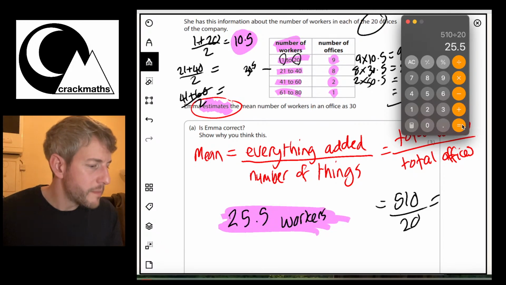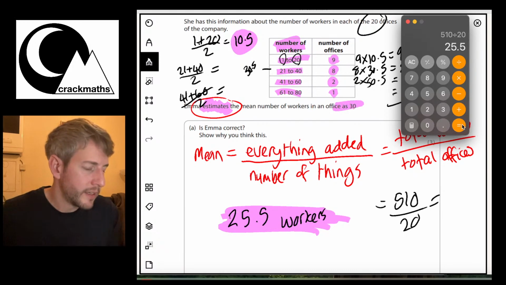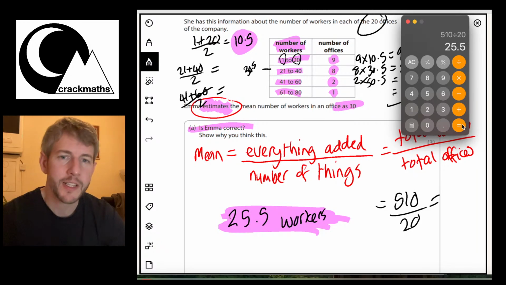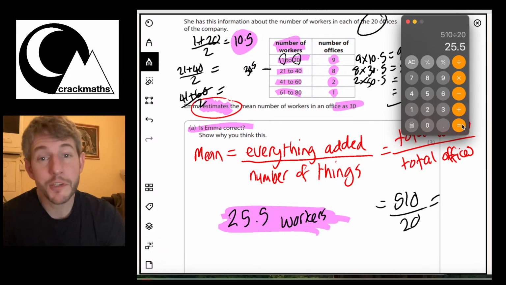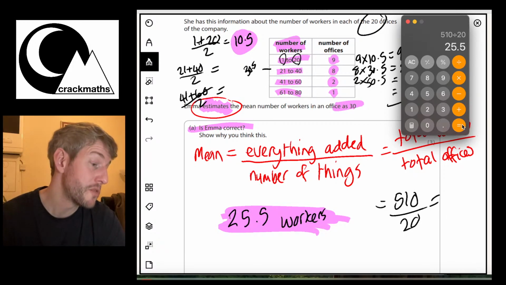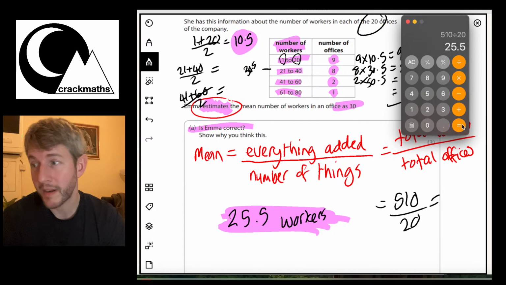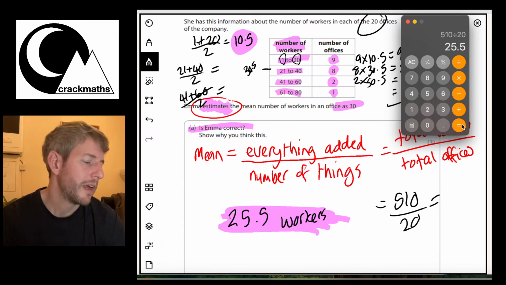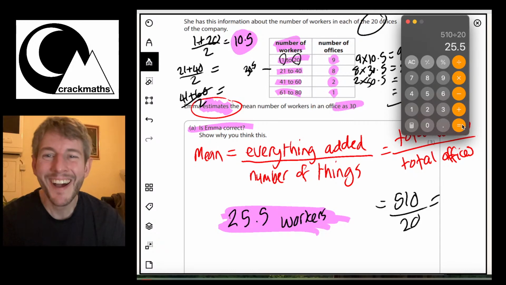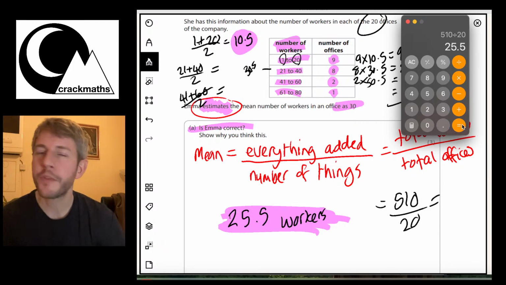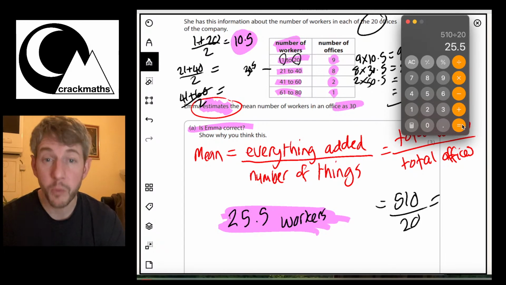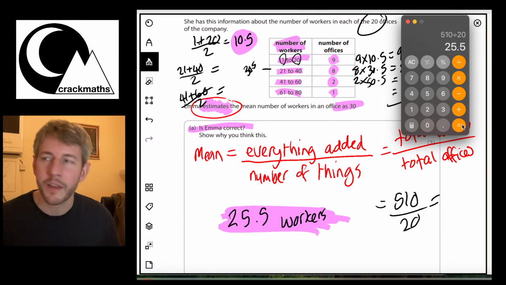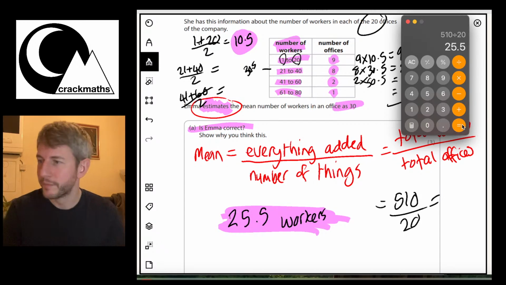Emma estimates the mean as 30. Is Emma correct? 30 is quite a long way off 25.5. But she has estimated it correct to the nearest 10, according to our estimate, and we have made estimates. I'm still going to say no. The estimate of the mean should be about 25.5 workers. Okay, and I think that would be a fair conclusion.